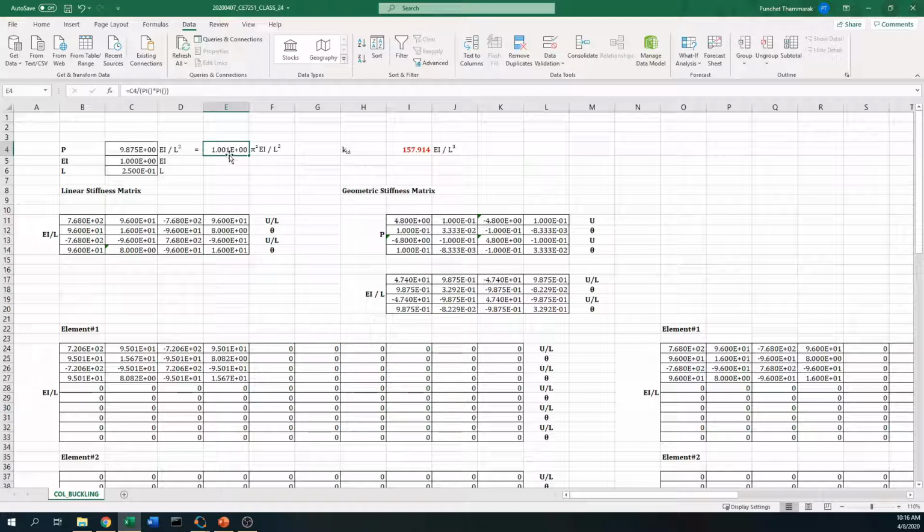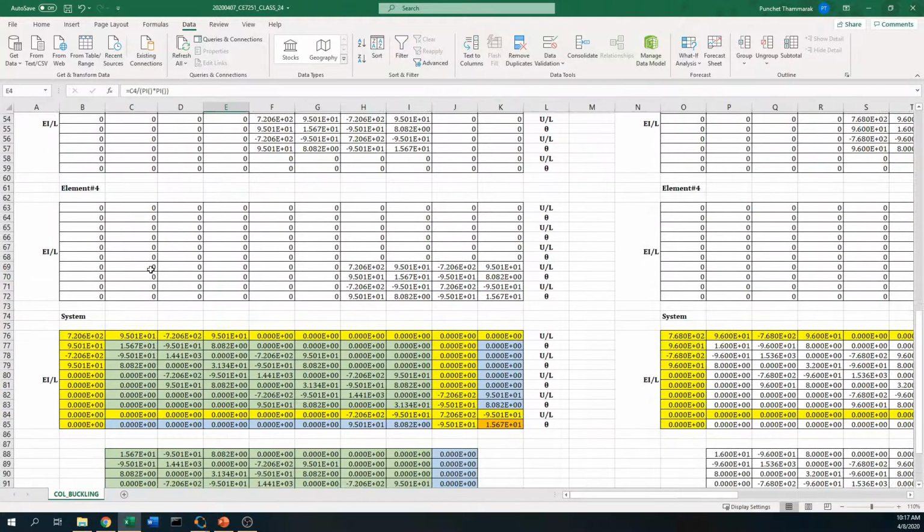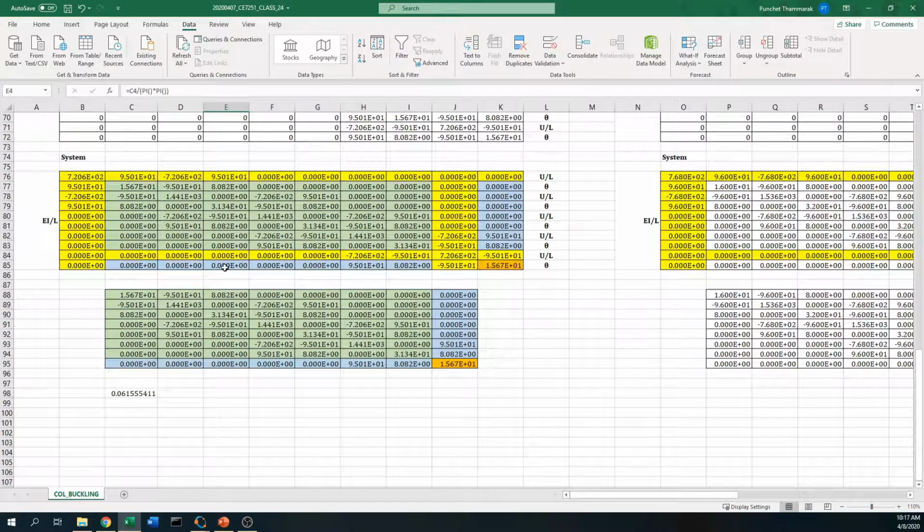The error is about 0.1% by this calculation away from the theoretical Euler buckling load, because the theoretical one is 1.00000. But this one you get about 0.1%, or 1 in 1,000, off from the Euler buckling prediction. Okay, so this is one way we can get the buckling load using Microsoft Excel.